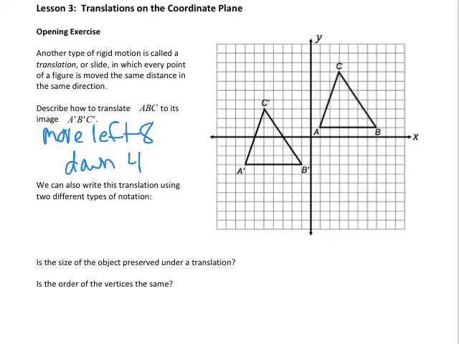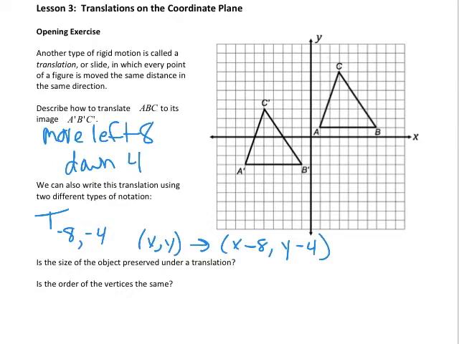So we have translation notation to use. And the notation can be represented a couple different ways. Capital T represents translation. And in this case, if I'm moving left 8, the x value is first. So I could say -8, comma, -4. We always put the x value first. Another notation is using the rule. So if I start with (x, y), I'm going to end up at (x - 8, y - 4). And you're going to see both types of notation used in this class.